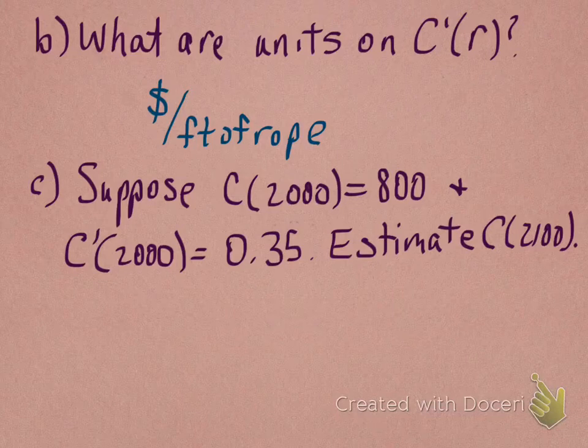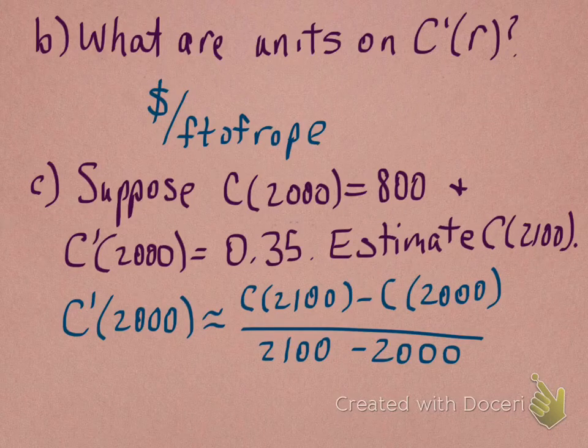There's a couple of ways to do this. The first way is to think of what the derivative formula is. C prime at 2,000, well, we have an exact formula for that in terms of limits, but it's approximately equal to the slope of the secant line between 2,000 and 2,100. In other words, it's approximately equal to C of 2,100 minus C of 2,000 divided by 2,100 minus 2,000.